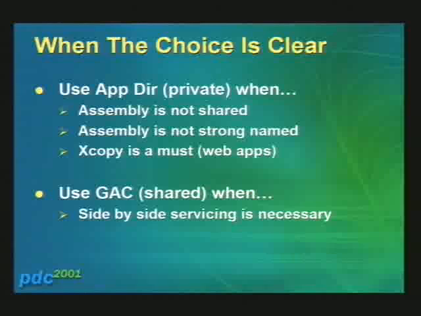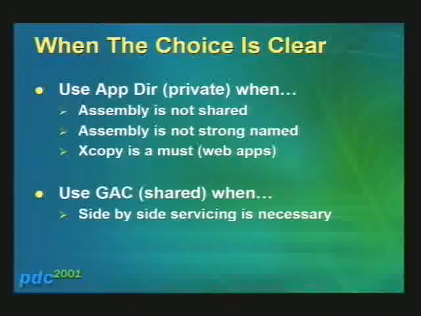There's a couple of times when the choice is clear, when you have to use one over the other. You want to use the app directory if the assembly is not shared, if it's some private thing that you don't intend to be shared. If the assembly is not strong named, so you got this from somebody and they didn't strong name it for one reason or another, you don't have any choice other than to put it in the application directory. And if it must be Xcopy, if you really like that ability to Xcopy deploy things, like in the case of a web app, you must put it in the application directory. Xcopy is only supported for application directories.